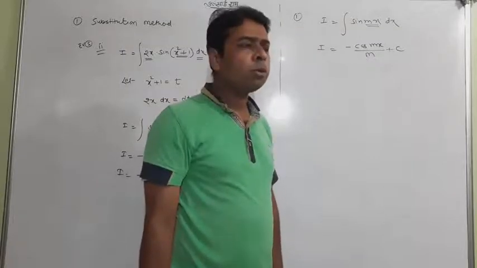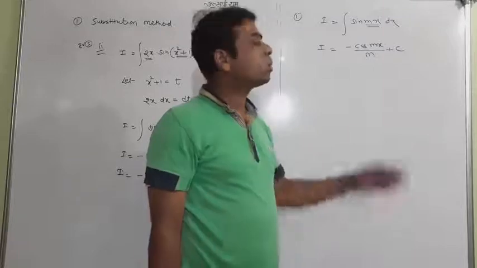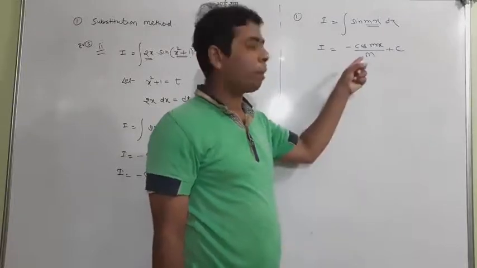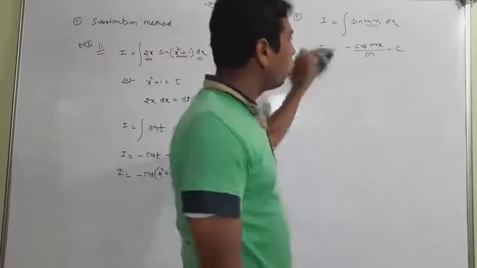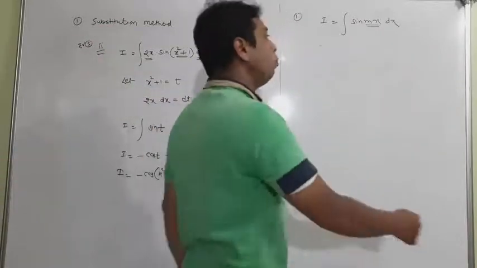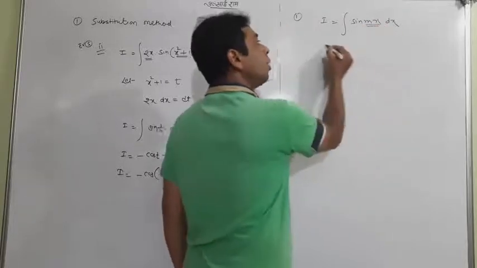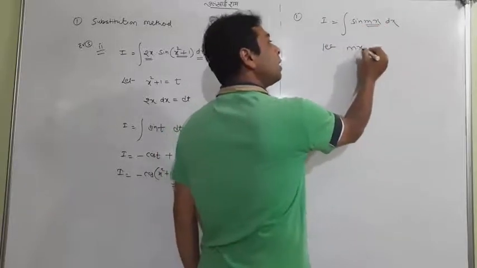But you might be thinking, why is this question given in this exercise, when it can be done by this short method? This question can also be done by the substitution method. How can we do it? Look, I tell you one thing. This is mx, which you feel is trouble. So consider mx equal to t.